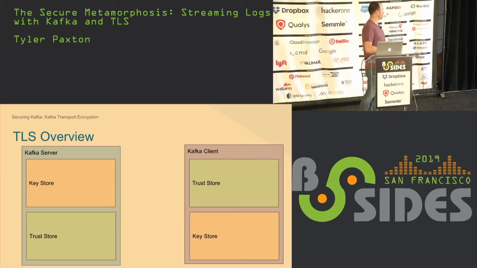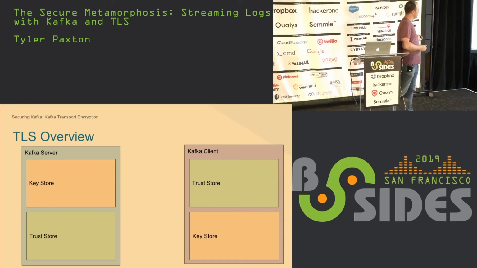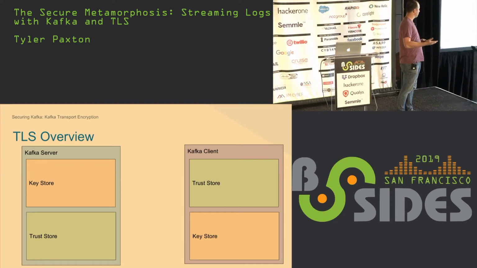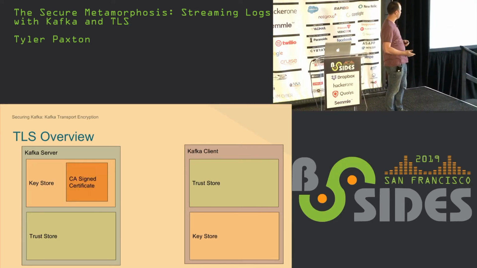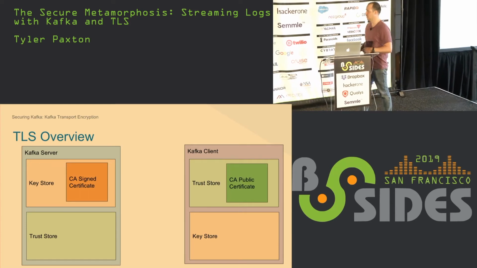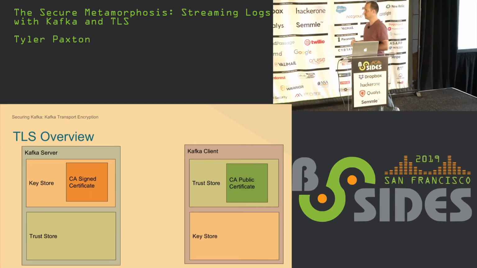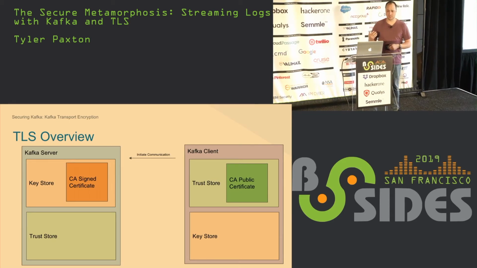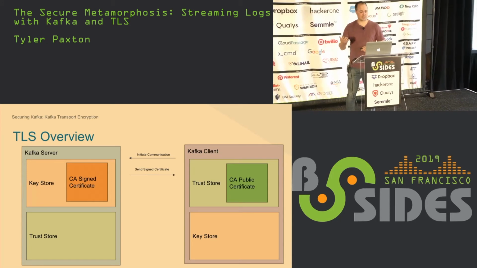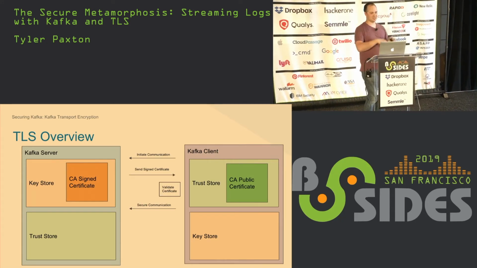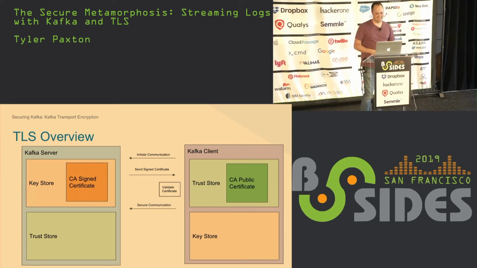What this looks like is a quick TLS overview. On the left I have a Kafka server. On the right I have a Kafka client. The Kafka server is going to have a key store and a trust store, and the Kafka client in this example is only going to really need the trust store. The Kafka server will have a signed certificate from our certificate authority or your certificate authority. The Kafka client will have the public certificate. And then when the Kafka client wants to initiate communication, they'll get back the signed certificate, they'll validate it, and then they'll initiate secure communication. This is an overly simplified version of TLS.